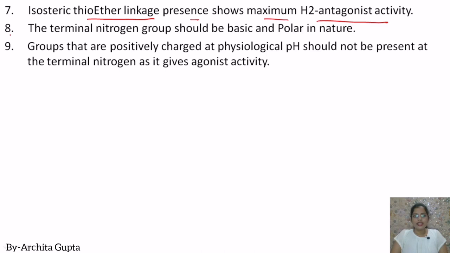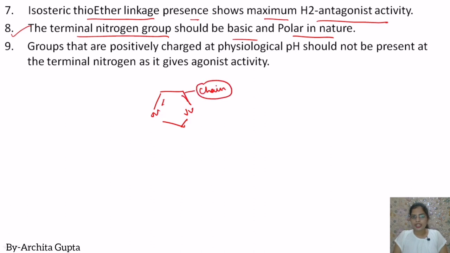Okay, dear students, the eighth point says that the terminal nitrogen group should be basic and polar in nature, and that's why I have shown you the structure containing the polar group. ठीक है, यहाँ पे heterocyclic group है, ये chain है, and to this chain the polar group is attached. So जो terminal nitrogen है, it should be basic in nature and also polar in nature. The last point says that groups that are positively charged at the physiological pH should not be present at the terminal nitrogen.